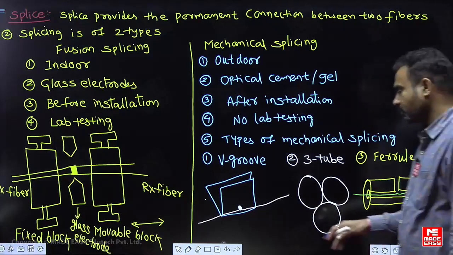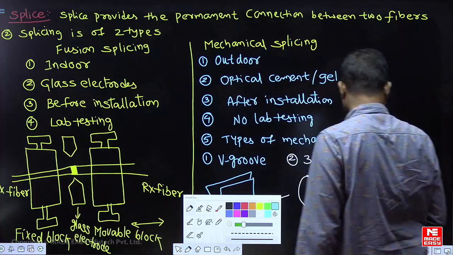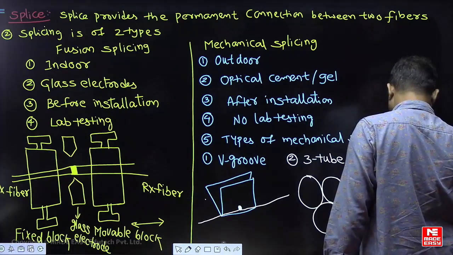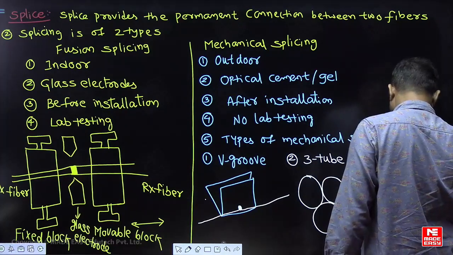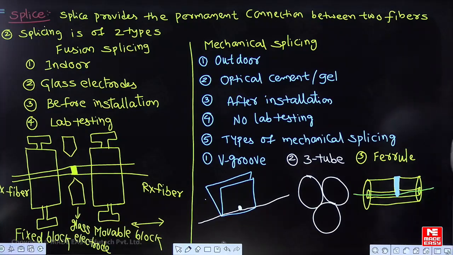Then from the top we will put gel. This is the blue color gel we are having. When we put the gel, the connection is formed. Now just observe: by passing the gel, the connection is made between the transmission fiber and the receiving fiber. Our connection was effectively done, so we are very happy. The connection is formed. It is called ferrule mechanical splicing.